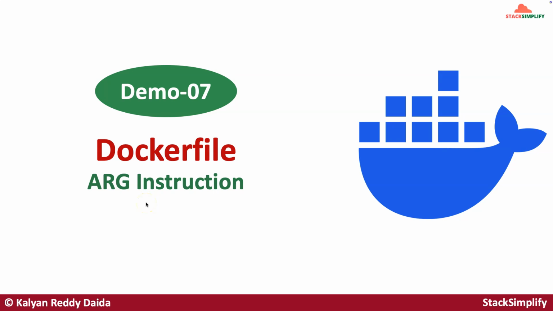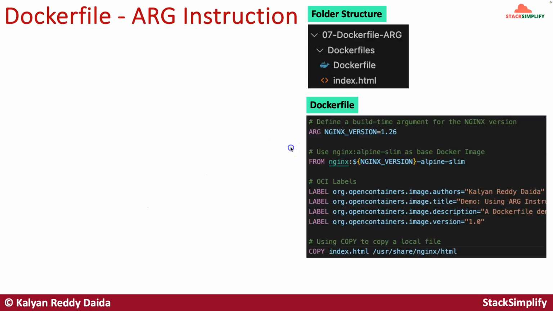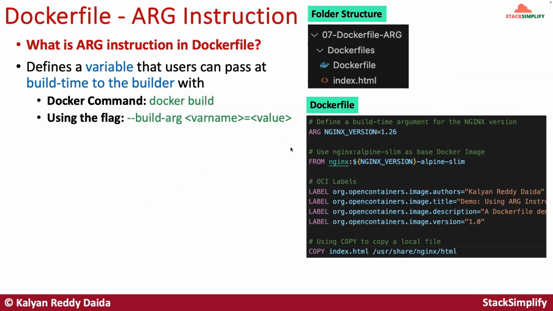Welcome back. In this demo, we are going to learn about the ARG instruction in Dockerfile. So what is the ARG instruction? It defines a variable that users can pass at build time to the builder. When we are using the docker build command, we can use --build-arg as the flag and provide the variable name and the value, so that whatever value you have defined in the Dockerfile can be overridden at build time when we are building the Docker image.